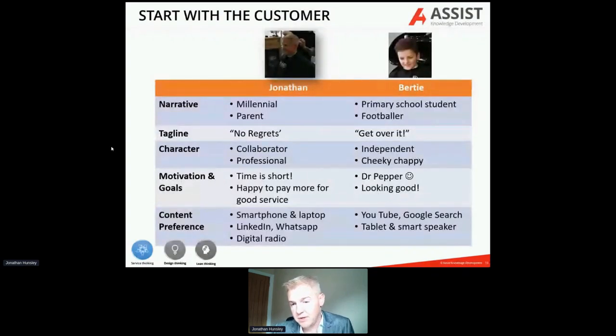So here's a couple of personas, and this is a persona for myself, Dad. You can see that I'm time aware. I want to get a good haircut. I'm happy to pay a little bit more for good service. I can contrast that to my son, and he's looking to look good when he plays football. That's his passion, and he's looking to get a Dr Pepper or an Irn-Bru when he's at the barbershop, because of one of the value offers from the barbershop.